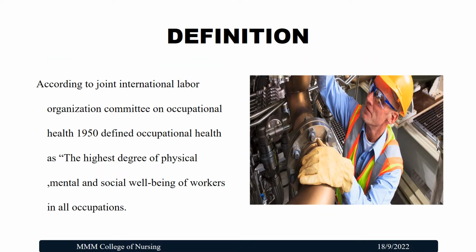Definition. According to the Joint International Labour Organization Committee on Occupational Health, 1950, occupational health is defined as the highest degree of physical, mental and social well-being of workers in all occupations.